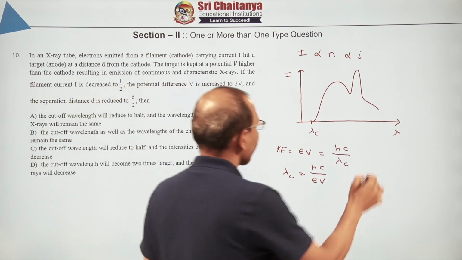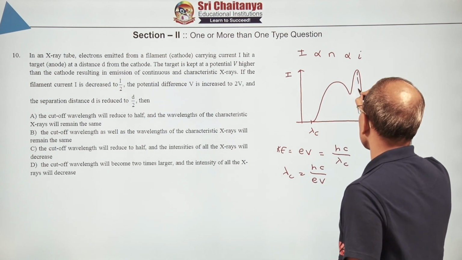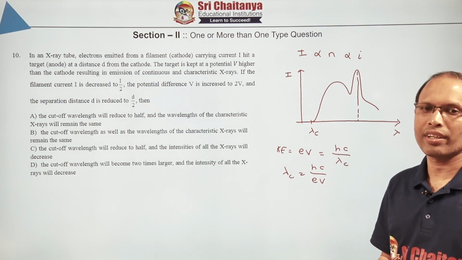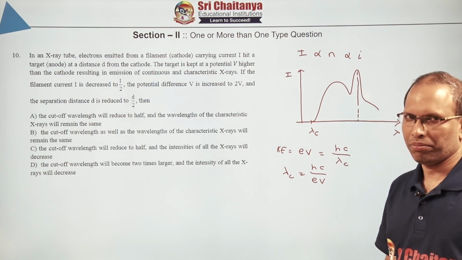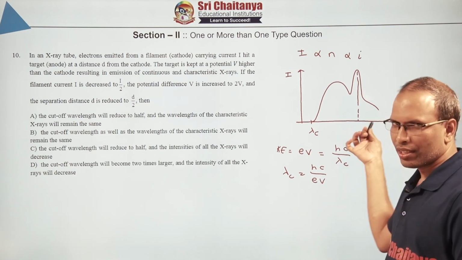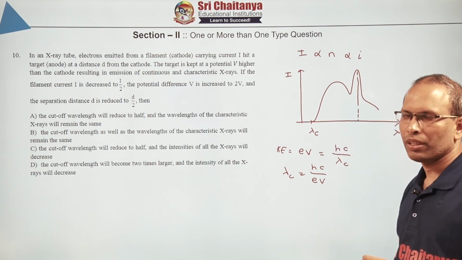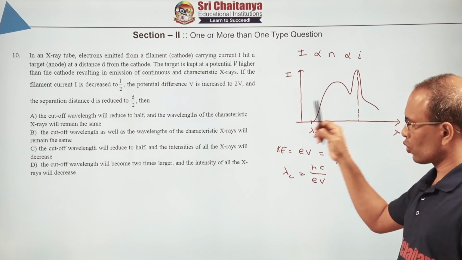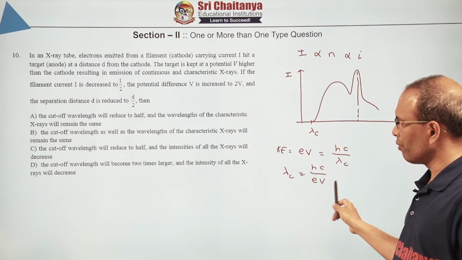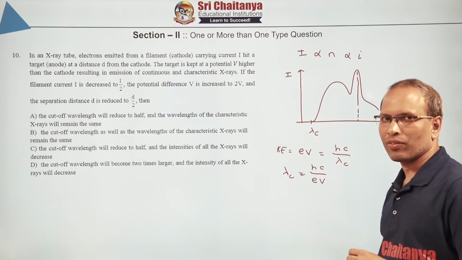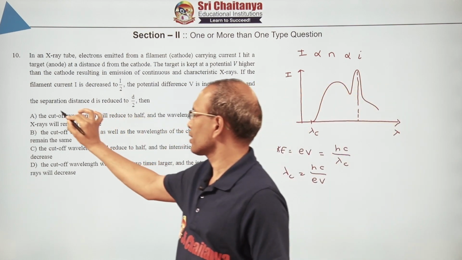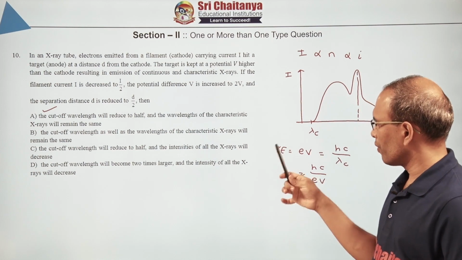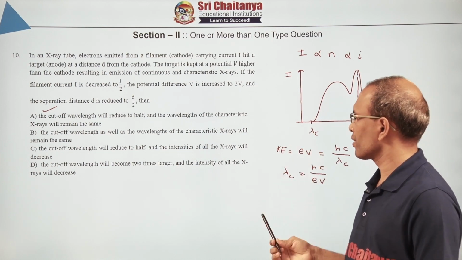On what factors does the wavelength of the characteristic X-rays depend? It depends on the transition energy of the target atom. That is not changed, nothing is disturbed about the target atom here. So the characteristic X-ray wavelength remains as it is. The cutoff wavelength has become half and the characteristic X-ray wavelength remains the same, so the first option is correct. The second one says the cutoff wavelength as well as the wavelengths will remain the same, so this is wrong.